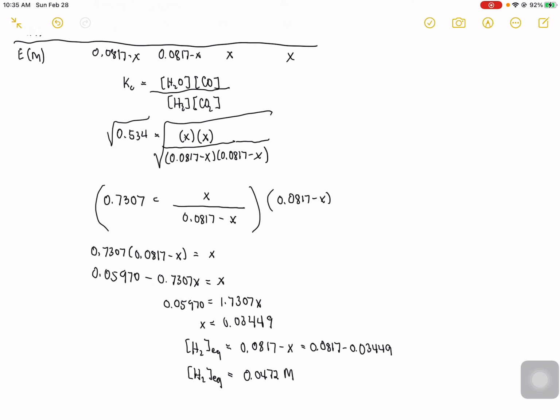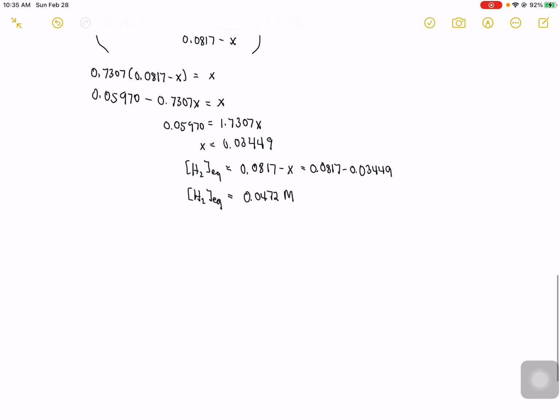Now finally, to get the number of moles of hydrogen left at equilibrium, we have to multiply the molar concentration by the total volume of the reaction vessel. So the number of moles of hydrogen that is left at equilibrium is equal to the molar concentration times the overall volume, and that is then equal to 0.0472 mole.